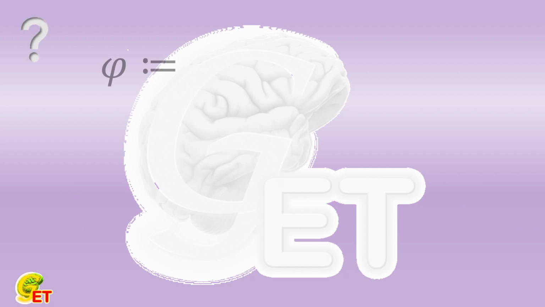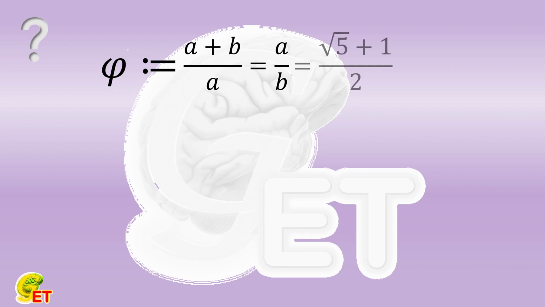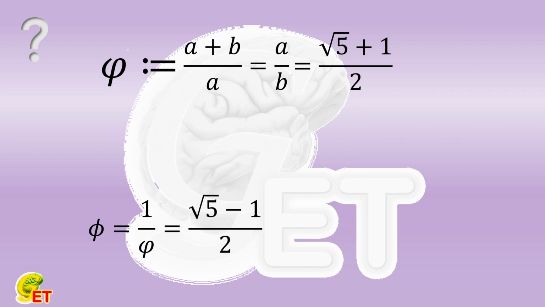The meaning of golden ratio is that the summation of two positive numbers over the bigger one is equal to the bigger one over the smaller one. Its value is equal to (the square root of 5 plus 1) over 2. We denote the inverse of the golden ratio as phi, which is equal to (the square root of 5 minus 1) over 2. And we also know that it is equal to 1 minus the square of itself.